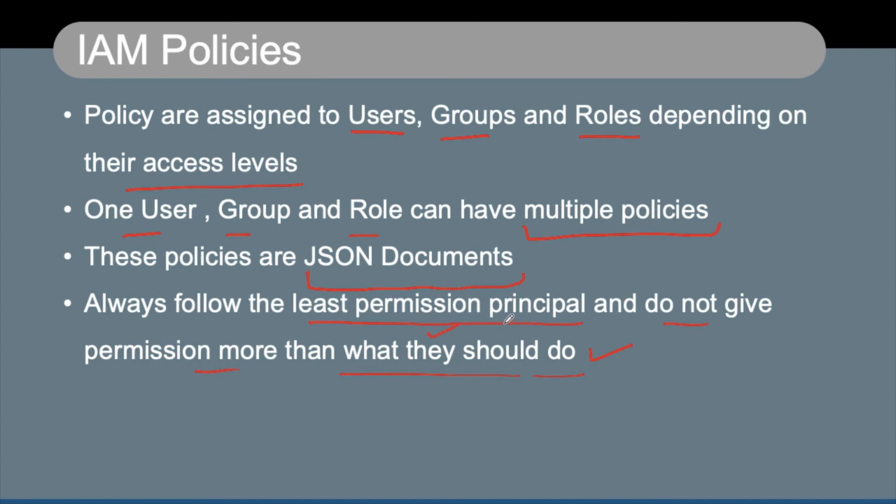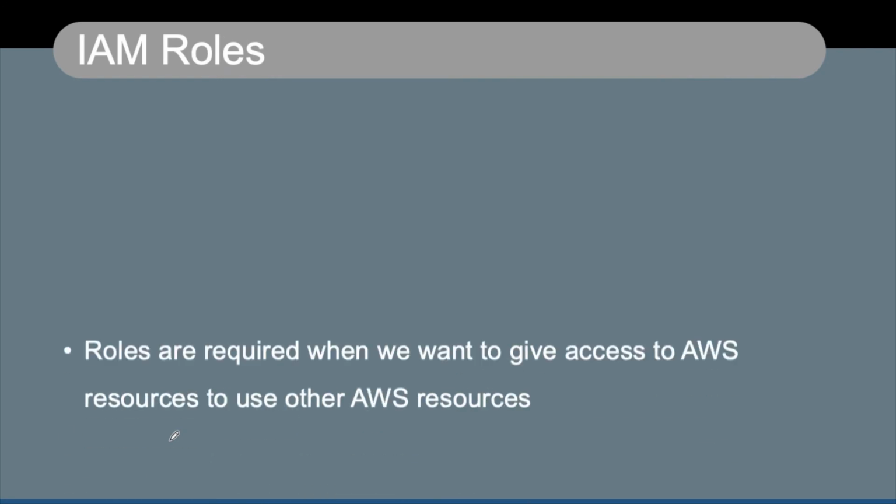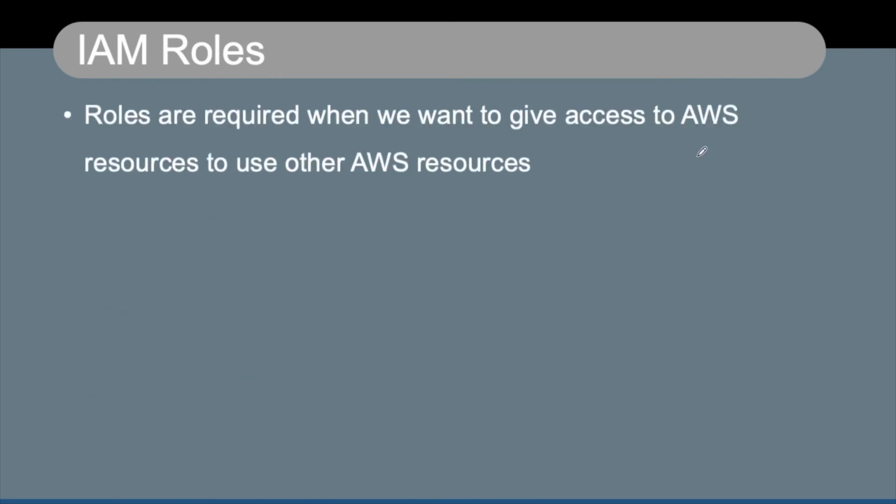We should always give them the minimum permissions to use AWS resources depending on their job roles. By default, there are no permissions given to users, groups and roles. So by default, there are absolutely no permissions, and all these permissions are actually given by the policy documents. IAM roles. The roles are required when AWS resources are trying to access other AWS resources.